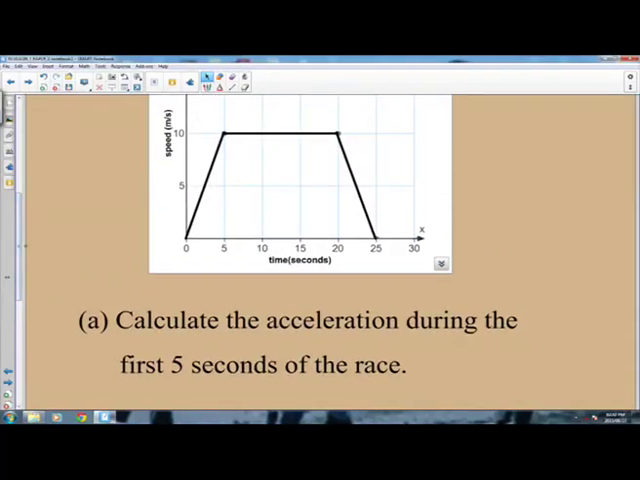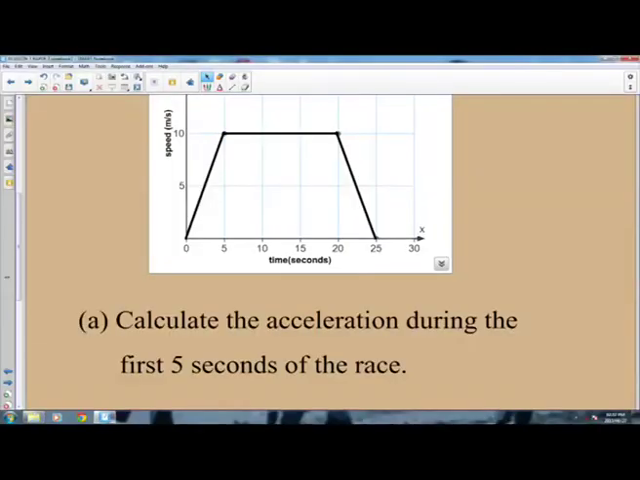The 5 seconds of the race is from the 0 mark up to the 5 on the horizontal axis, because that's where our time is. To calculate the acceleration here, in a speed time graph, the slope of the line represents acceleration. So you are going to calculate the slope of the line from the point 0, up to the point 5, 10.